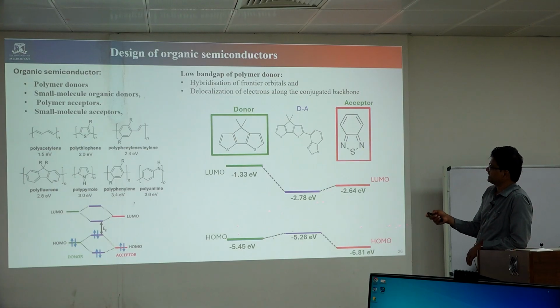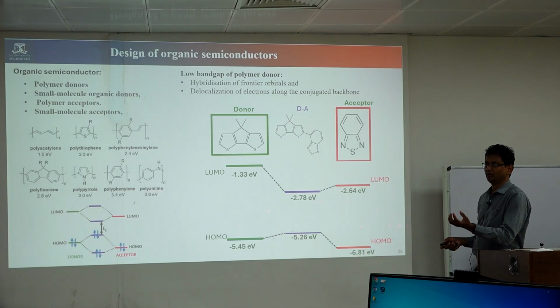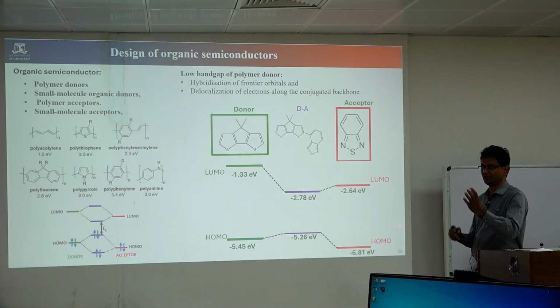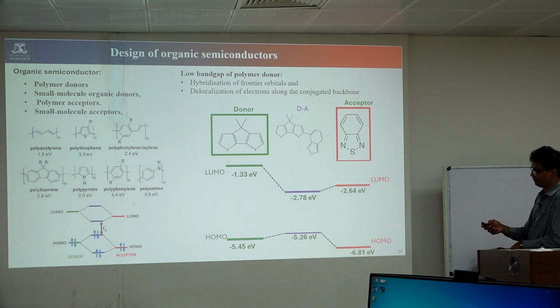So this organic semiconductor comes in many types, either polymer or small molecule. Donor polymer or small molecule donors, or polymer acceptor or small molecule acceptor. Either it can be a polymer or small molecule. The polymer can be a donor polymer or an acceptor polymer. There are two types, P and N type. Each type has a polymer and a small molecule. So there are four different organic semiconductors we can define.